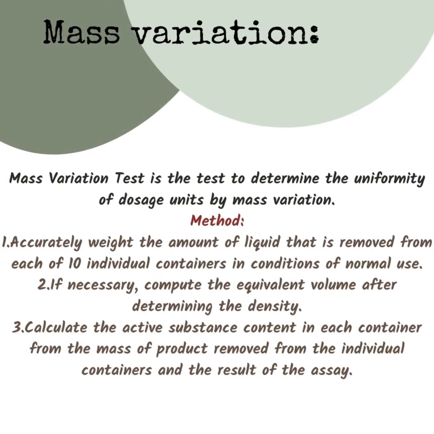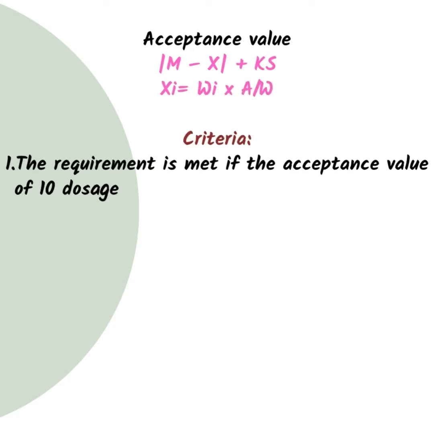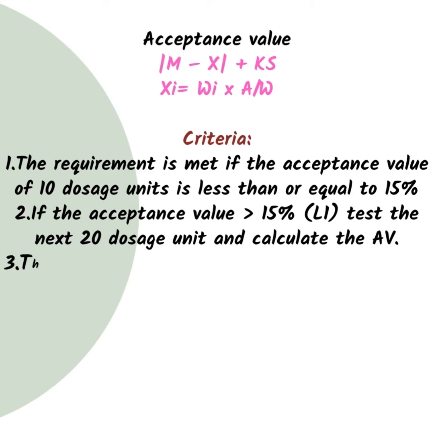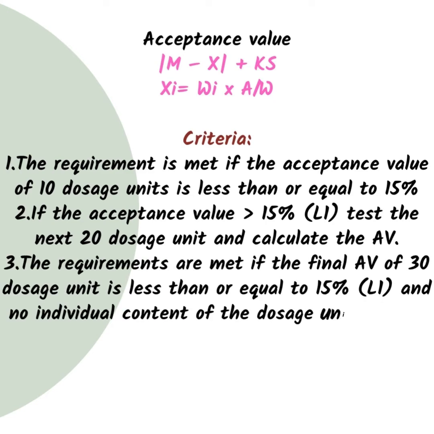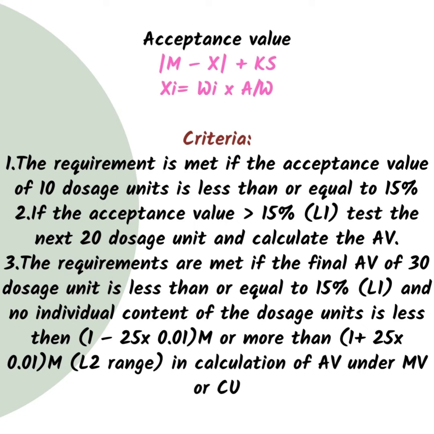Mass variation. Mass variation test is the test to determine the uniformity of dosage unit by mass variation. Method: first, accurately weigh the amount of liquid that is removed from each of 10 individual containers in condition of normal use. Second, if necessary, compute the equivalent volume after determining the density. Third, calculate the active substance content in each container from the mass of product removed from the individual container and the result of the assay. Criteria: the requirement is met if the acceptance value of 10 dosage units is less than or equal to 15%. If the acceptance value is more than 15%, test the next 20 dosage units and calculate the acceptance value.